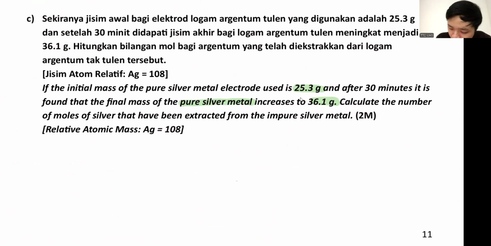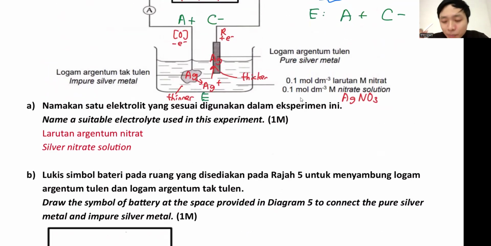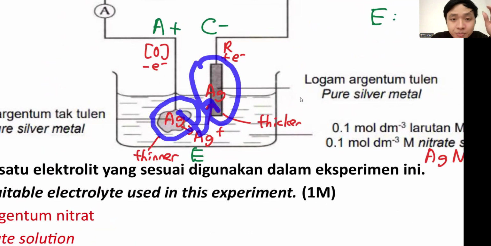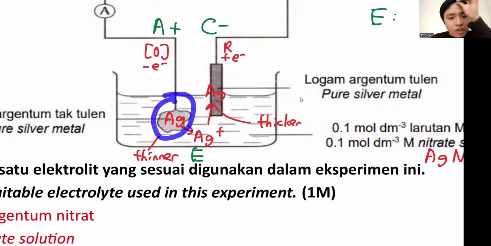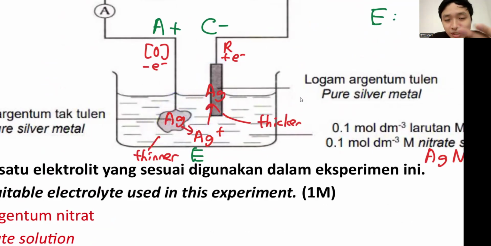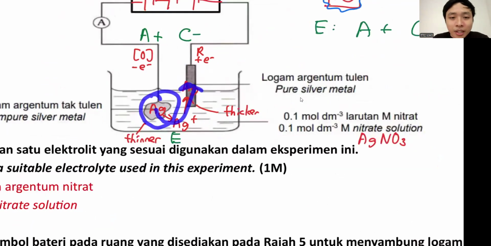Find the number of mole of silver that has been extracted from the impure silver metal. What actually happened is the impure silver here will dissolve, and after dissolving, goes back to here. The anode will sacrifice this silver just to make this become thicker. So they're asking how much of it goes from here to here. So simple, you just minus off.